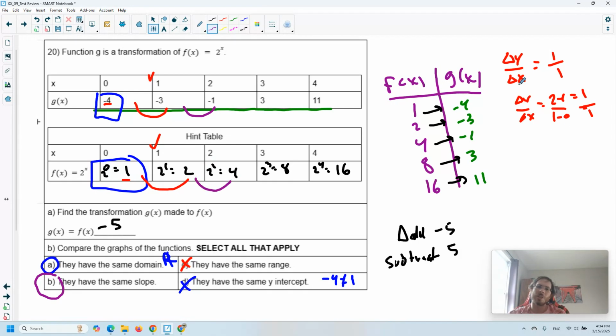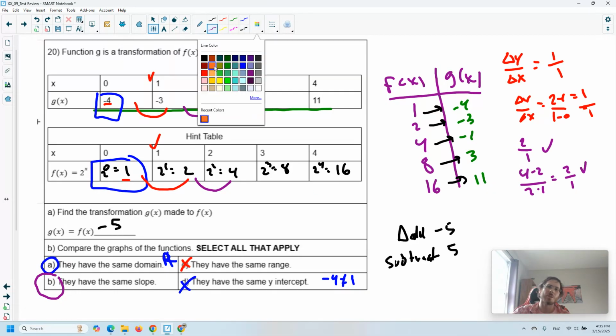So again, if I'm doing delta y over delta x, we've got -1 and 3. That's a difference of 2. 2 minus 1 is still 1. For the other one, I've got 4 minus 2 in my y's. 2 minus 1 is 2 over 1. They're both 2 over 1, so that's good. All right, I got to check the next one.